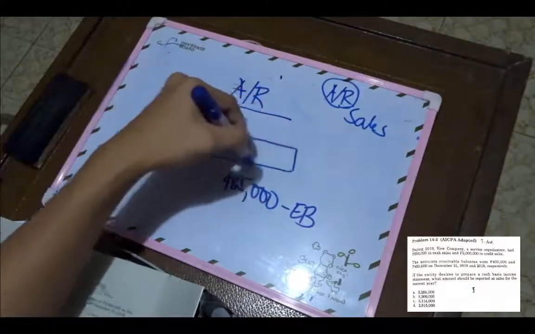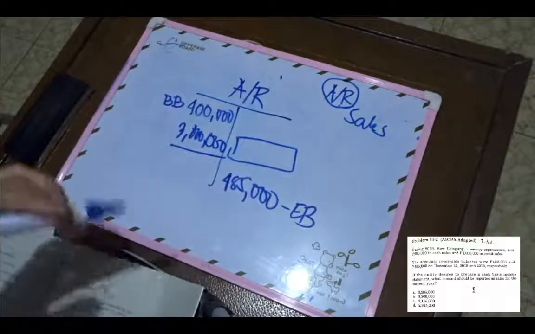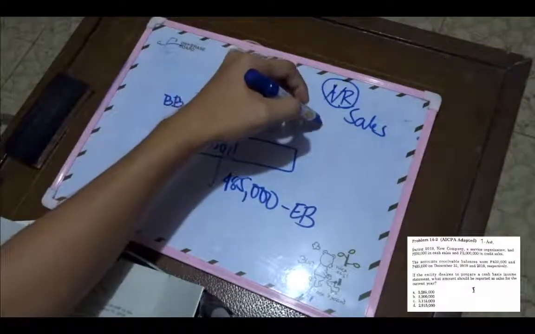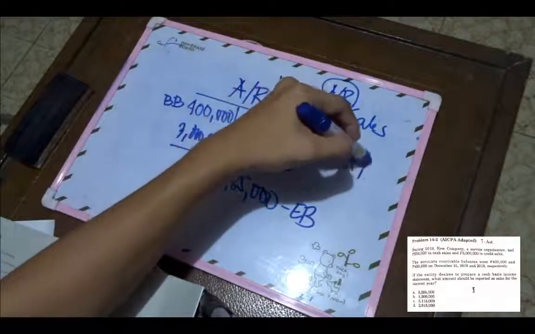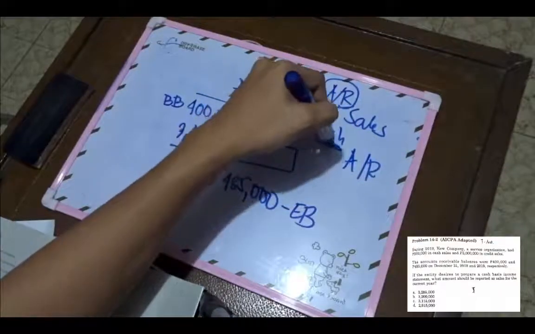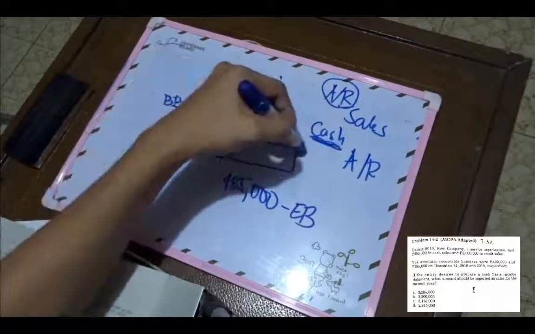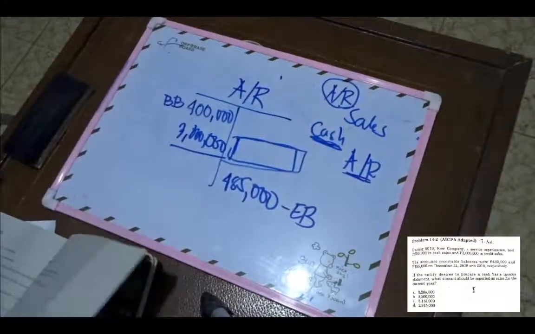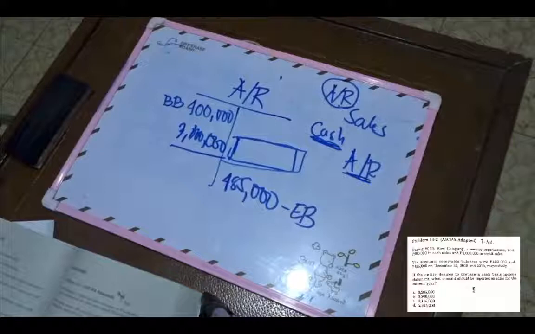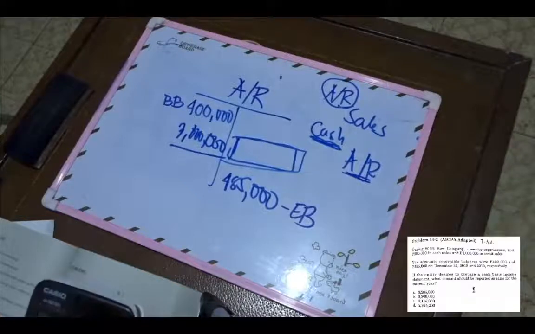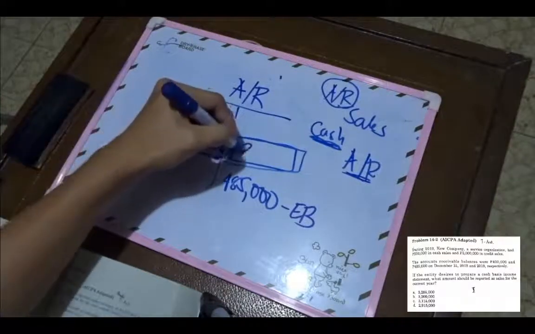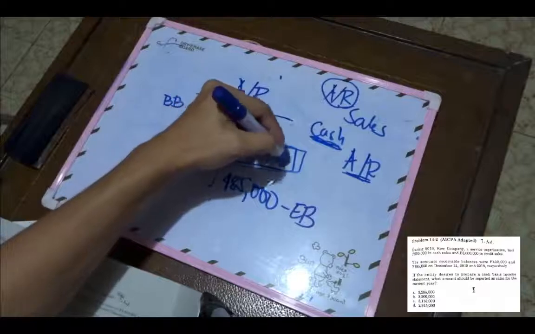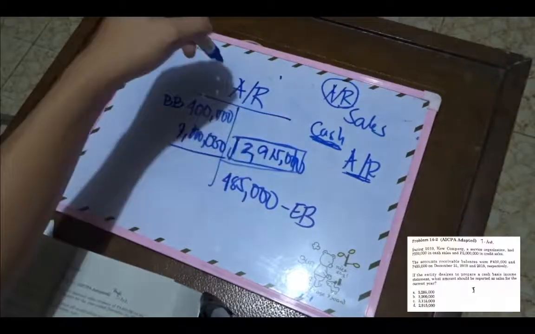And then we compute for the cash collections. So what would be the entry for cash collections? Debit cash, credit AR. So if we're looking for the cash collections, then we look at the credit side of AR because AR is credited. So use your calculators, you'll have 400,000 plus 3 million minus 485,000, that would give you 2,915,000. That's the cash collection from AR.